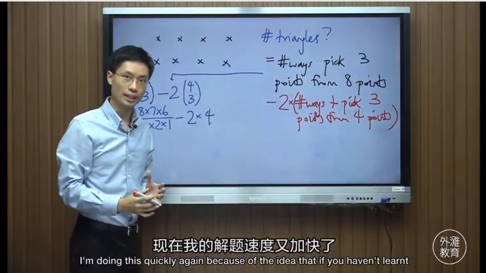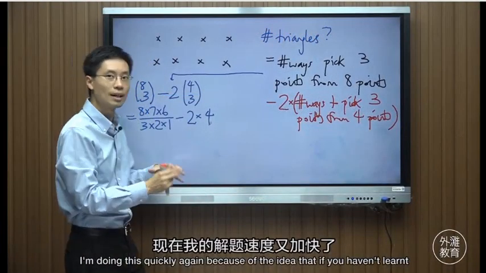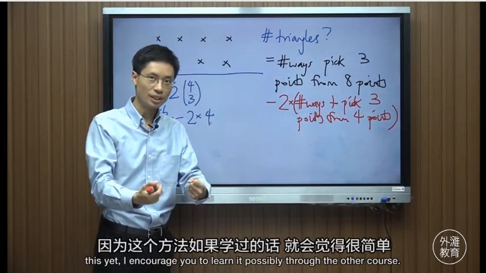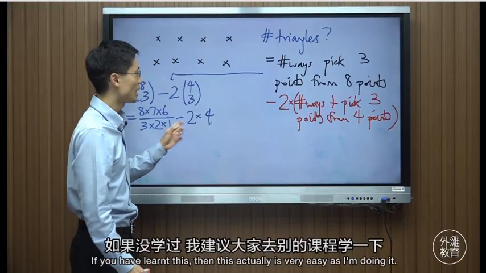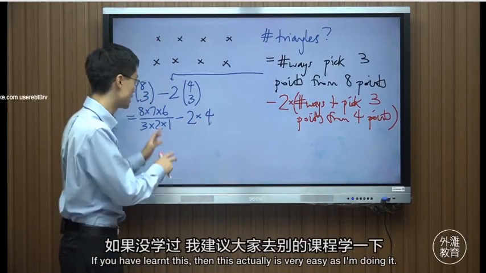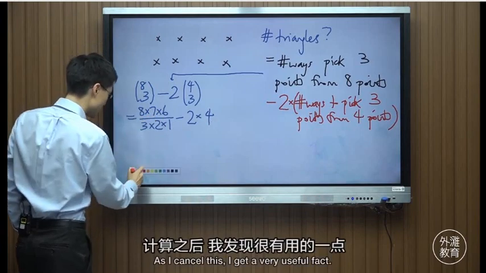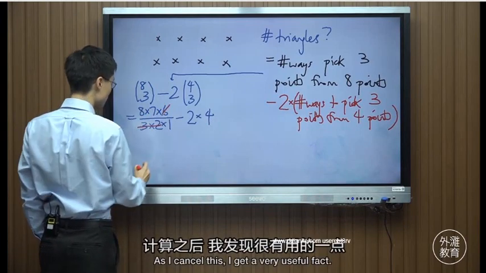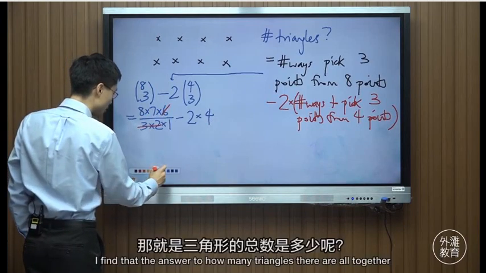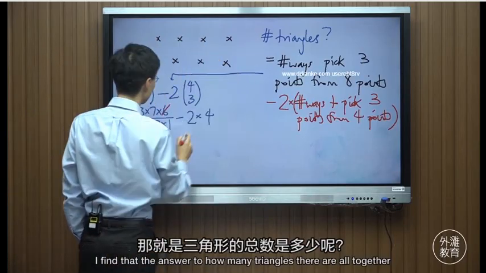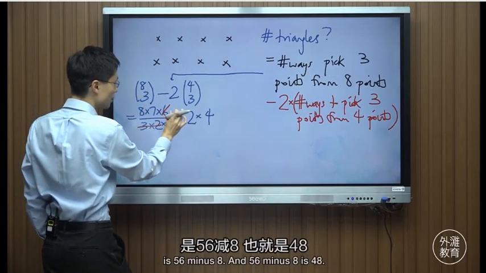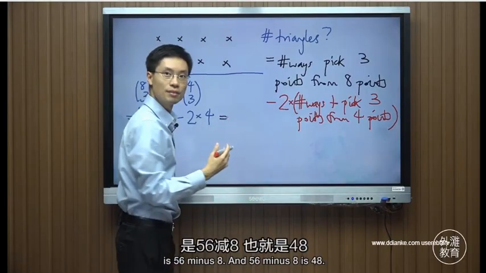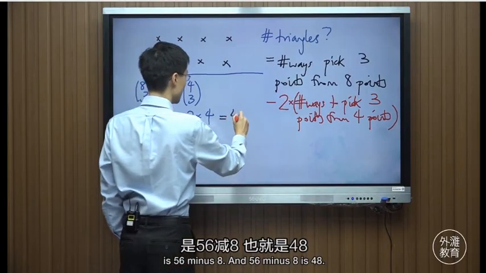So I will just simply say this is just 4. I'm doing this quickly again because if you haven't learned this yet, I encourage you to learn it, possibly through the other course. If you have learned this, then this actually is very easy as I'm doing it. As I cancel this, I get a very useful fact. I find that the answer to how many triangles there are altogether is 56 minus 8. And 56 minus 8 is 48.